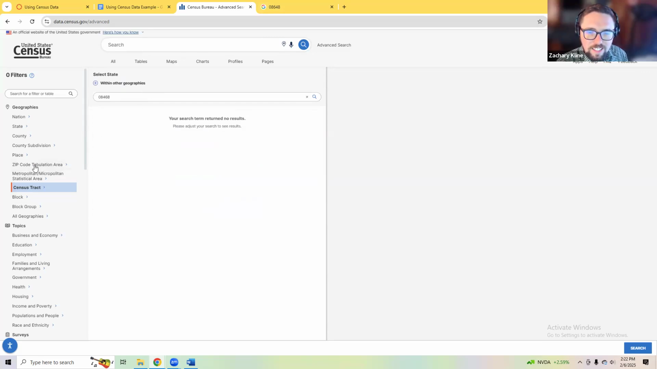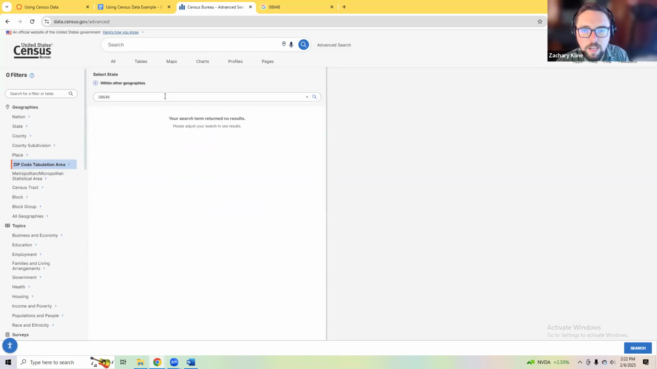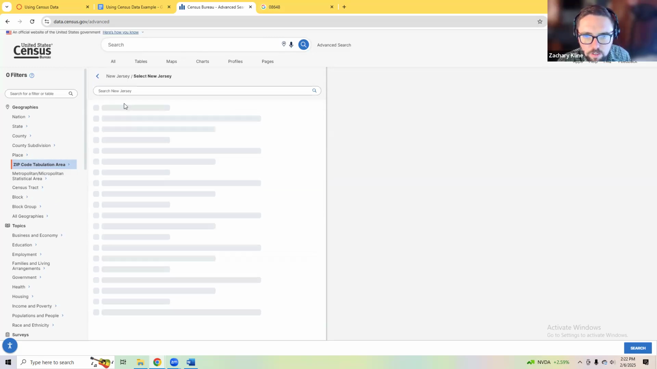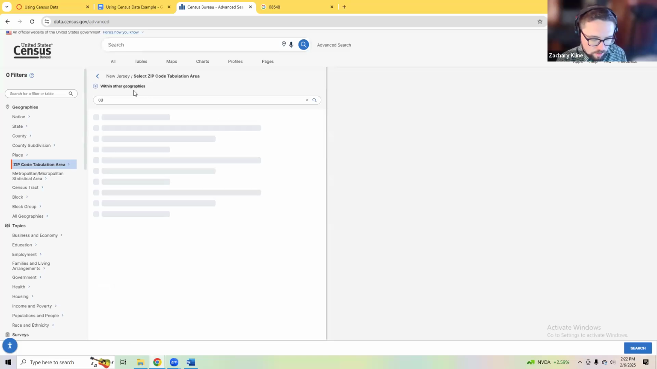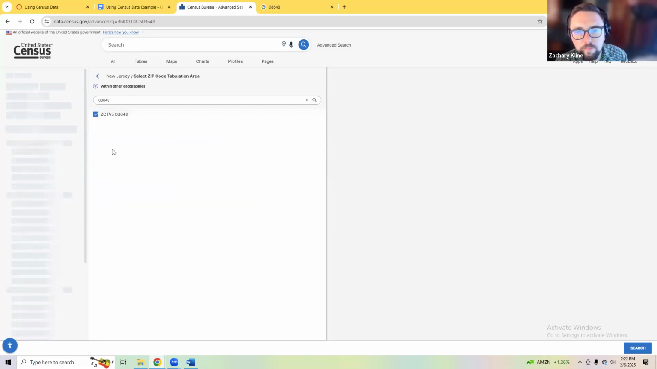Oh, I'm sorry, not census tract, we're in zip codes. And now we'll go to New Jersey. 08648, put that into our search bar. And we're going to get this zip code right here.